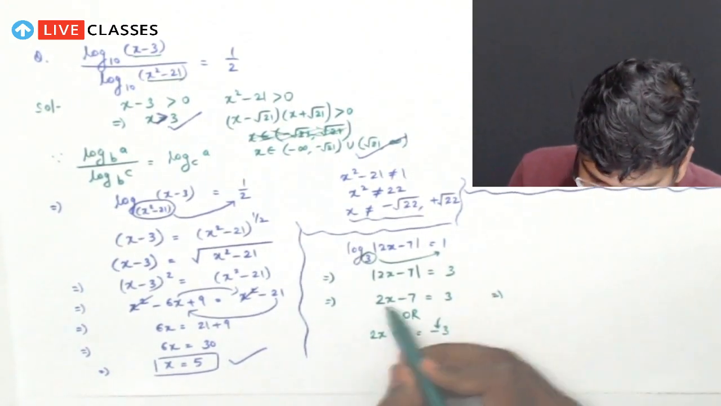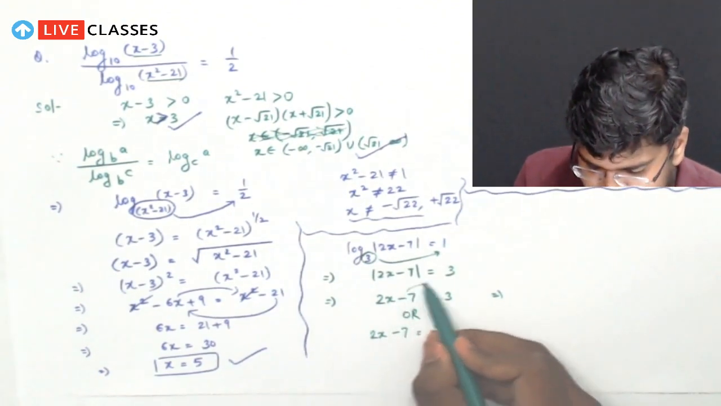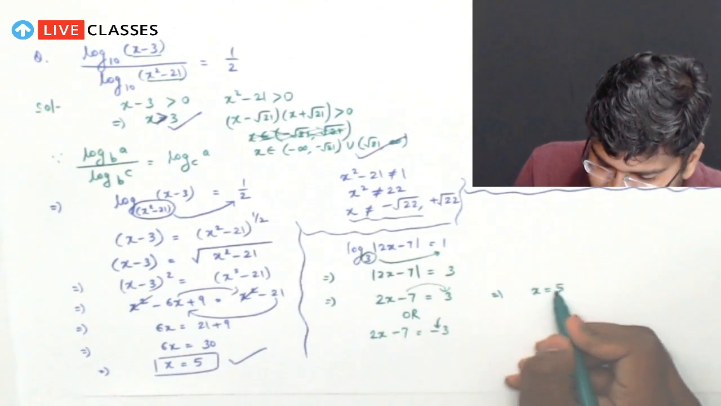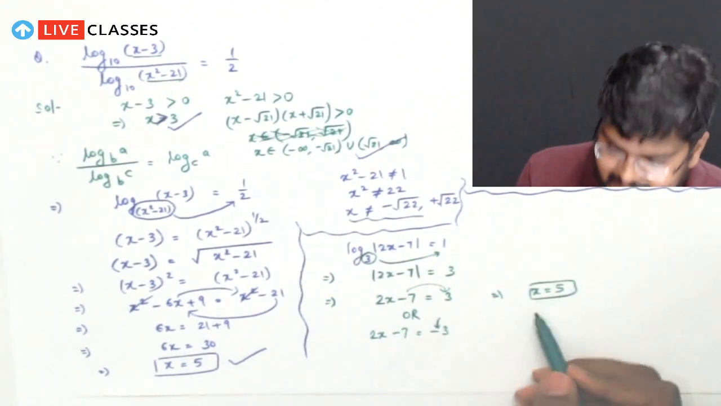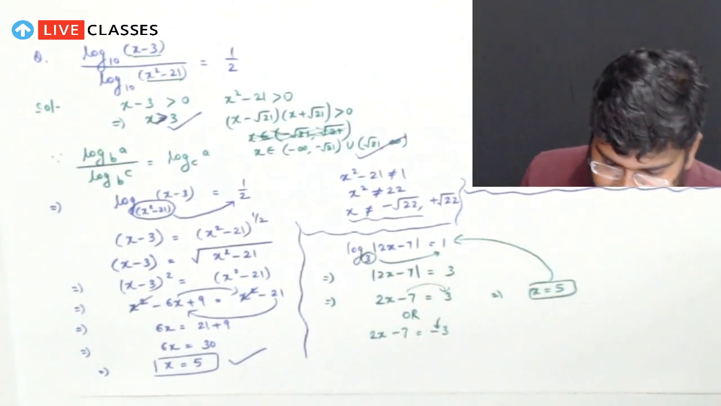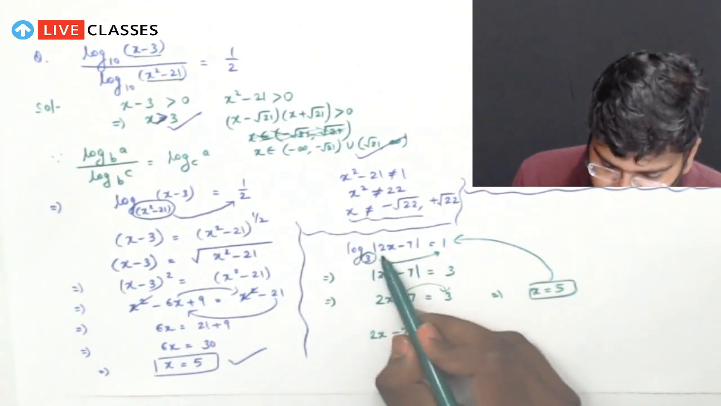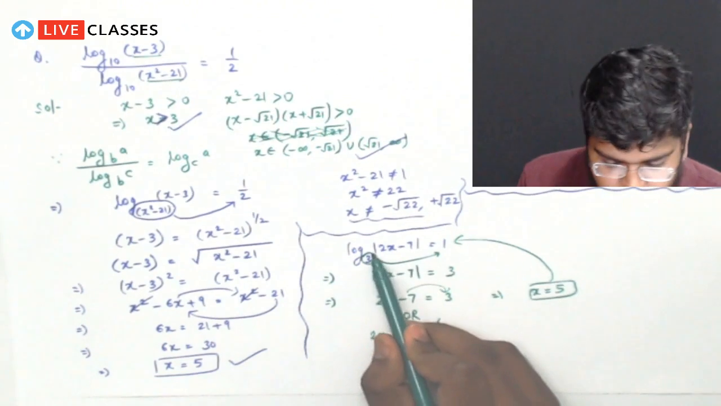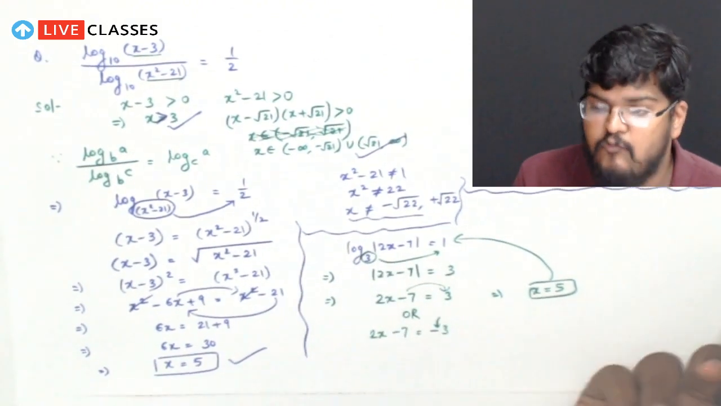When you say that 2x minus 7 is equal to 3, you'll simply send this 3 to the other side and you'll get the value of x as 5. You can put the value of x as 5 in this logarithmic equation. It will give you log of 2 times 5, that is 10 minus 7, which is 3, and log of 3 to the base 3 is equal to 1 only.